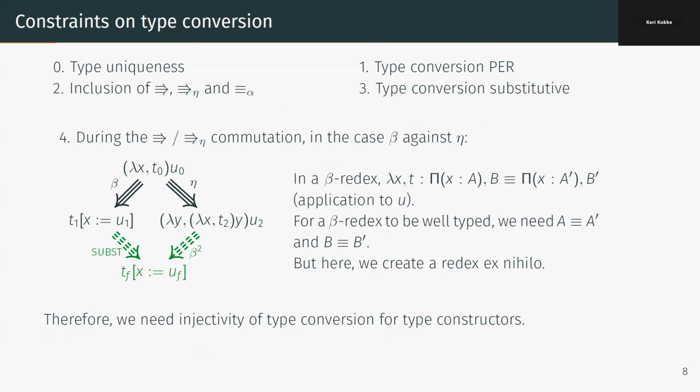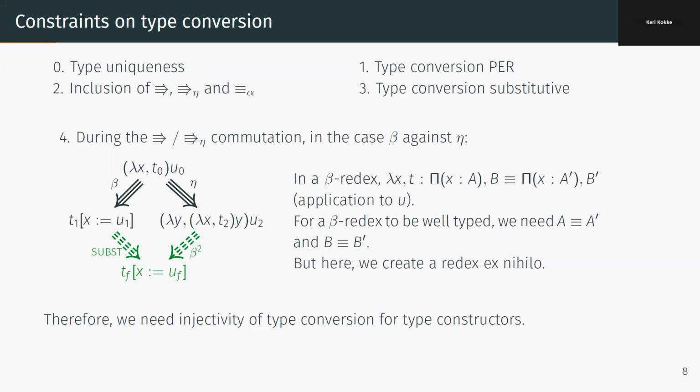So first you have to know that in a beta redex, let's take the lambda x. t applied to u. Lambda x. t itself is a lambda, so it has a pi type, but also it's applied to u, so it has another pi type. And those two pi types are convertible because it's the same term. But if we want to actually reduce the beta redex, we need to do a substitution. So we need the fact that A and A prime, the domains, are convertible, and B and B prime, the codomains themselves, are also convertible. So this means that at least for this equality conversion of pi types, this needs to be injective.